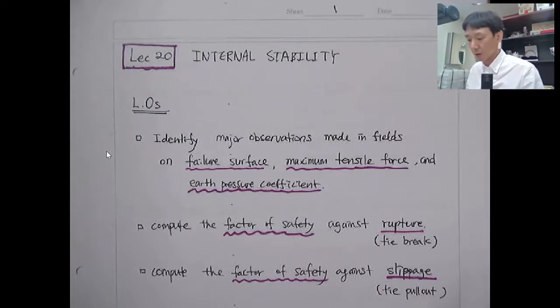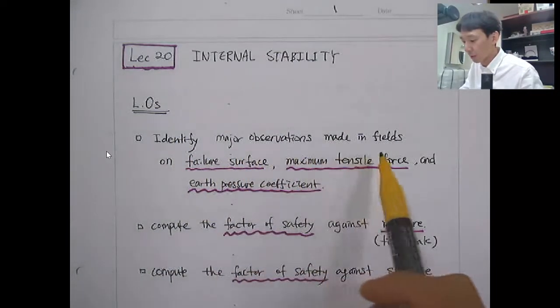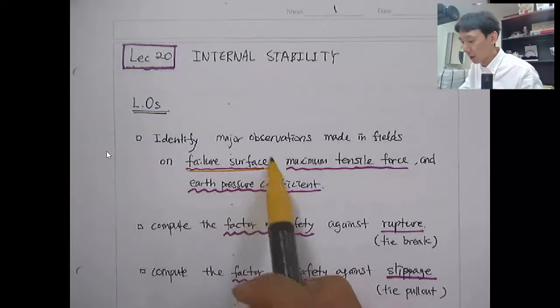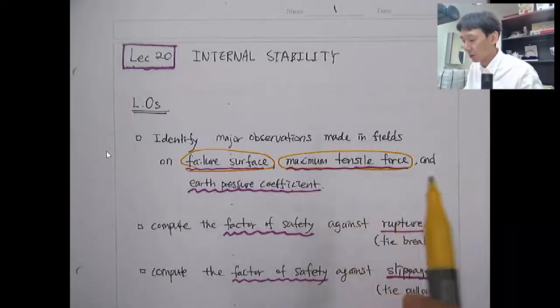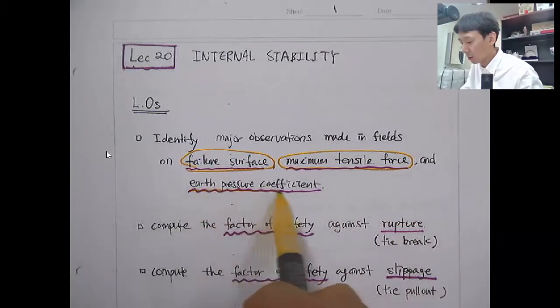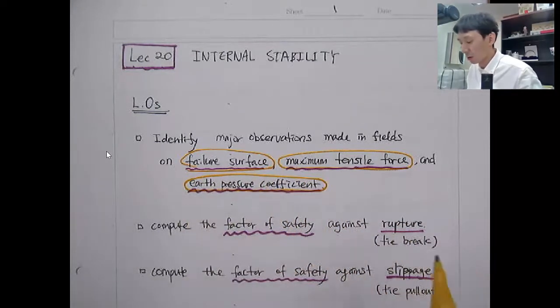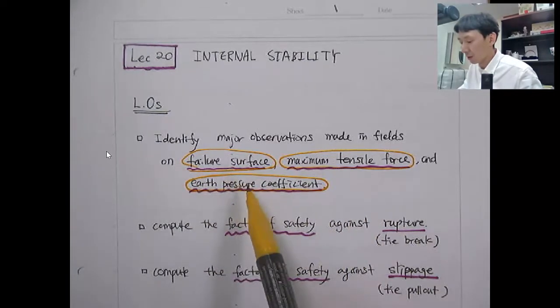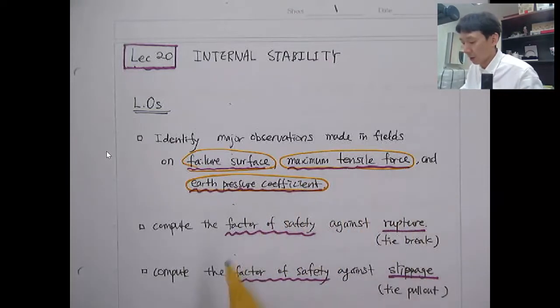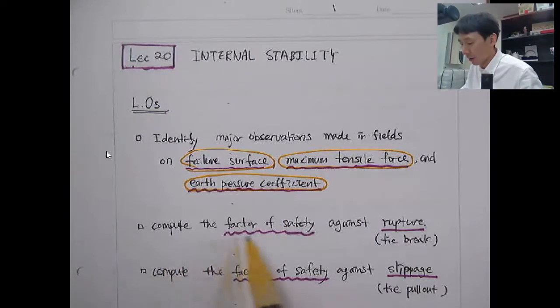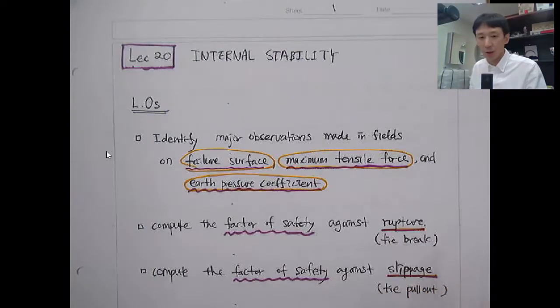The learning objectives of this lecture are to identify the major observations made in the field on the failure surface, the maximum tensile force in the reinforcing material, and the earth pressure coefficient. So we'll talk about the differences between the idealized theory and the field observation. And we'll talk about how to compute the factor of safety against the rupture of the tie and the factor of safety against the slippage of the tie.